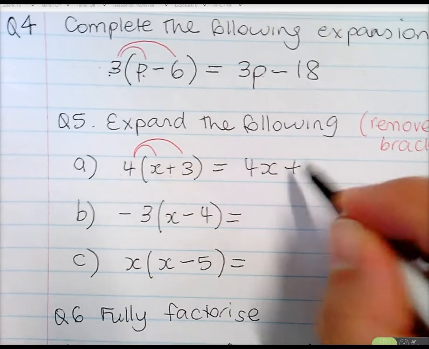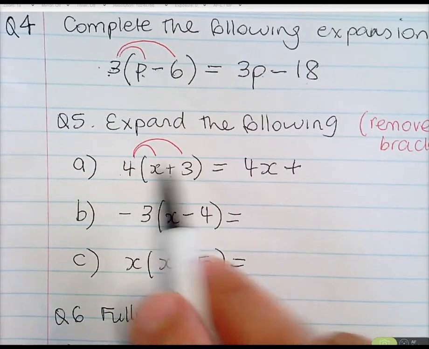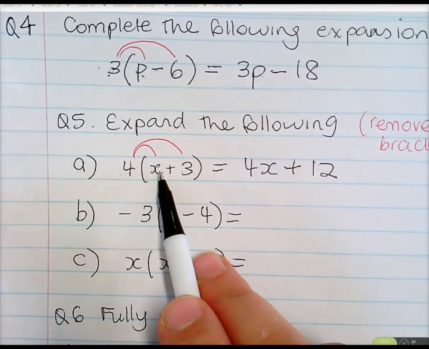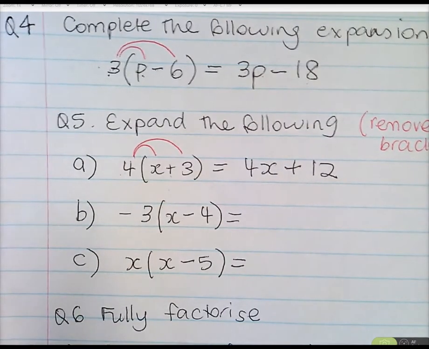There's a plus in the middle. And 4 times 3 is 12. So we've got 4 times x is 4x plus 4 times 3 is 12. We okay? I'll just pause so you can write it down.